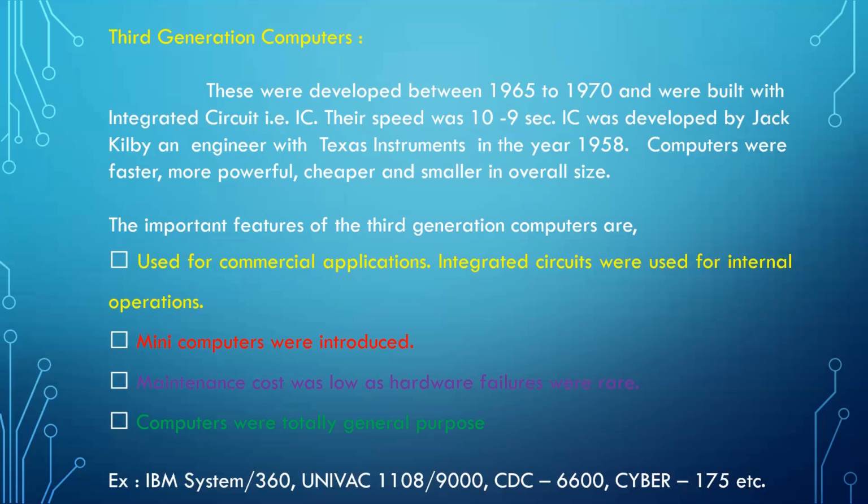Then the examples are the IBM System/360, UNIVAC 1108 or 9000, then CDC 6600, Cyber 175, etc. These are the examples of third generation computers.